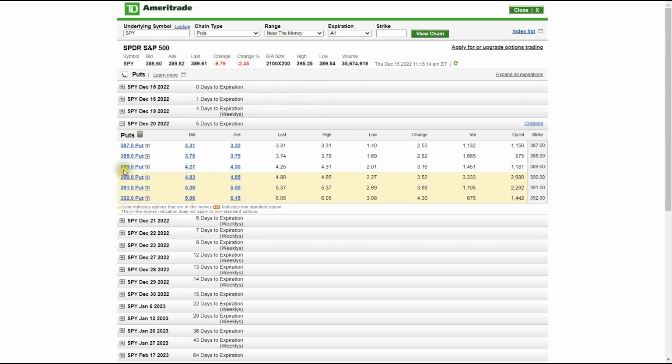So, an example, we sold the 389 put, but then we also bought the 388 strike put. The difference between them, which is a dollar, basically $100, is the maximum loss on the investment. So the loss depends on the width of your strikes. Let's say we sold the 390 put, but then we also bought the 389 put. The $3 difference, the $300 difference here between the width of the strikes, that's going to be the maximum loss.